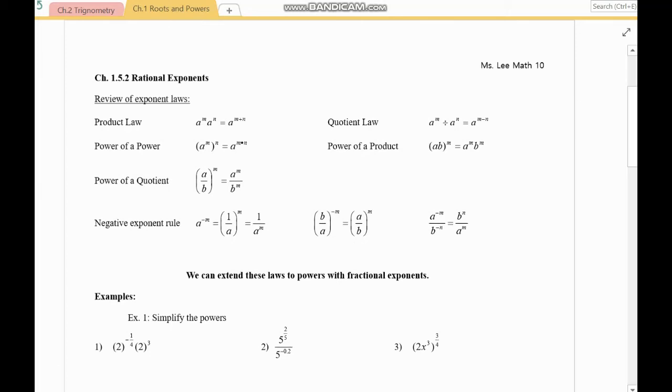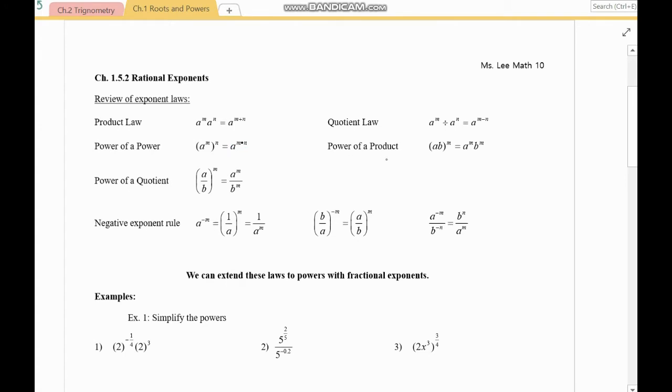Hello everyone. In this section, we're going to practice how to use exponent laws when you have fractional exponents. Okay, let's review the exponent laws first. Product law: when you multiply two powers, you add the exponents. Quotient law: when you have division, you subtract the exponents. And power of a power, you multiply the two exponents.